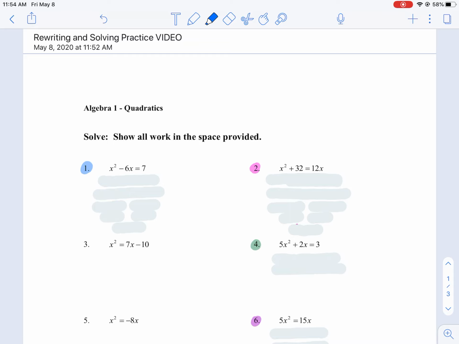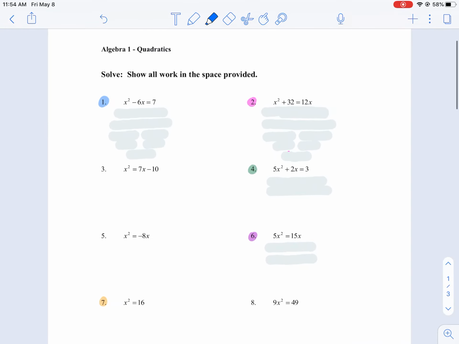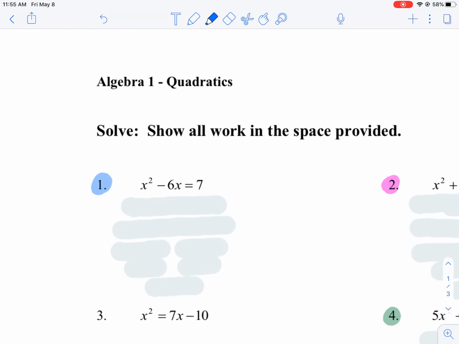for their solutions. So, of this worksheet, you have 8 problems. I am going to guide you through 5 of those 8 problems. And so you can do them along with me, and then you will need to complete the other 3 on your own. So let's get started with number 1.